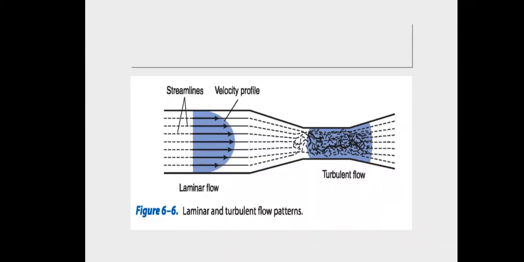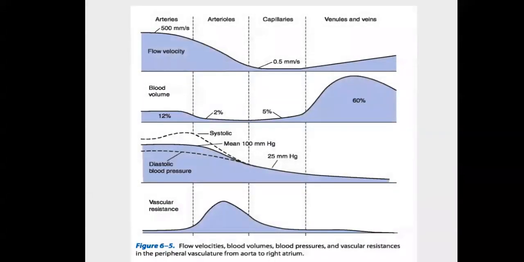So again, for minor revision, look at the picture again. The velocity is highest in arteries, the blood volume is highest in veins, the pressure is highest in arteries and arterioles, and the resistance is highest in the arterioles.